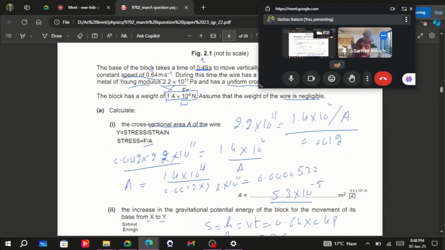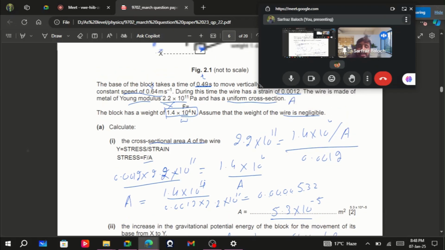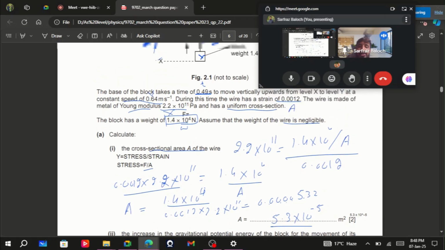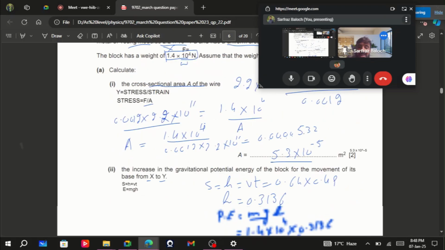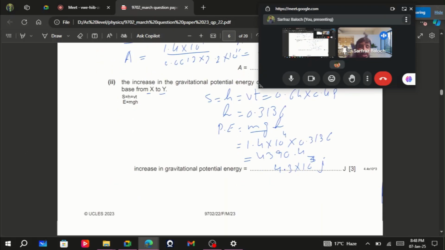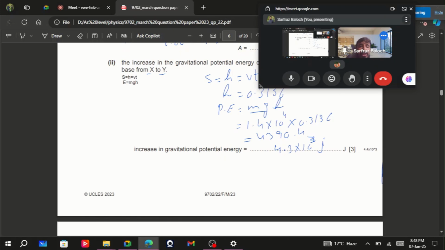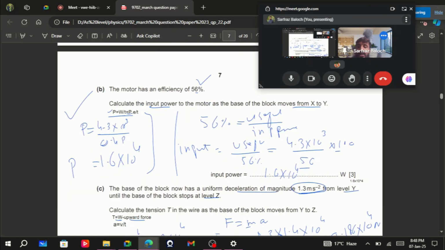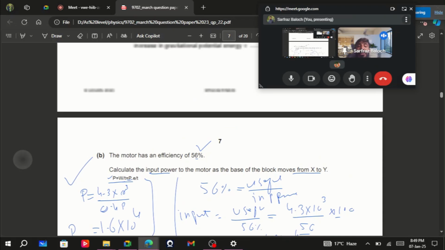And here again you have to use laws of motion, stress, strain, Hooke's law, Young's modulus. All these we have discussed here. Below here you will use s is equal to vt, and potential energy, which is equal to mgh. One thing: now I have got efficiency. What is efficiency?